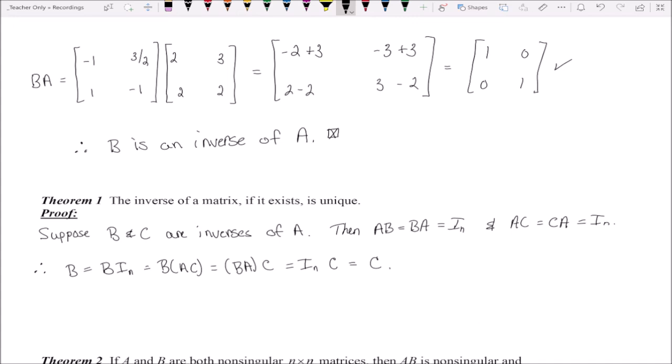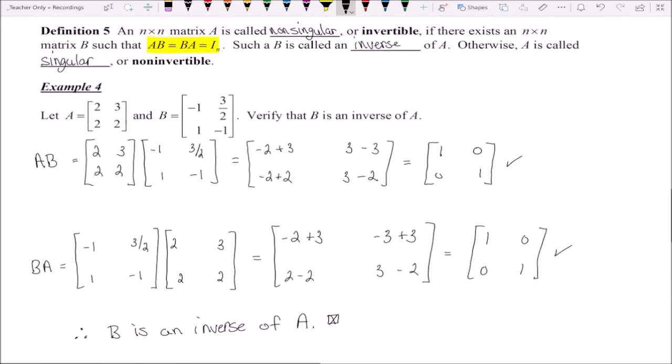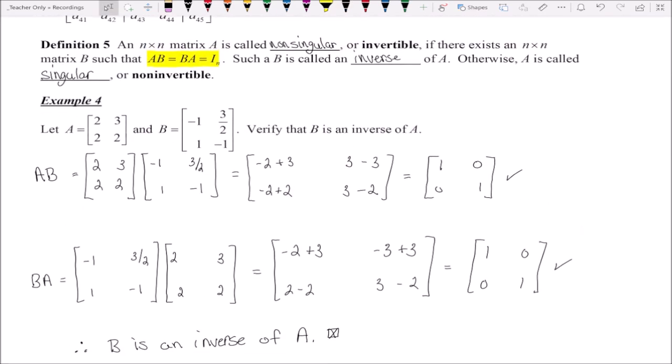Well, we just showed then that B is equal to C. That is what we wanted to show. So, if a matrix has an inverse, that inverse is unique, meaning it is the only inverse. In other words, if we come back up here, if a matrix A has a matrix B such that A times B equals B times A equals I, then that is the only matrix B that satisfies that property.